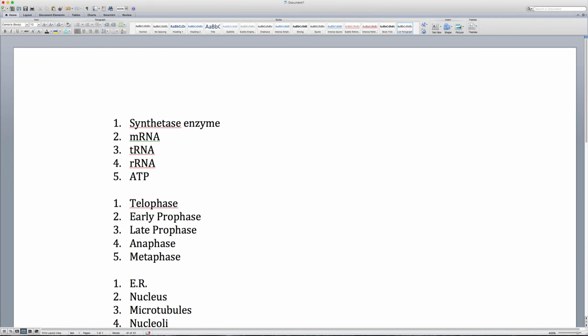Next, which one of these forms part of the subunit for the protein synthesizing organelle?